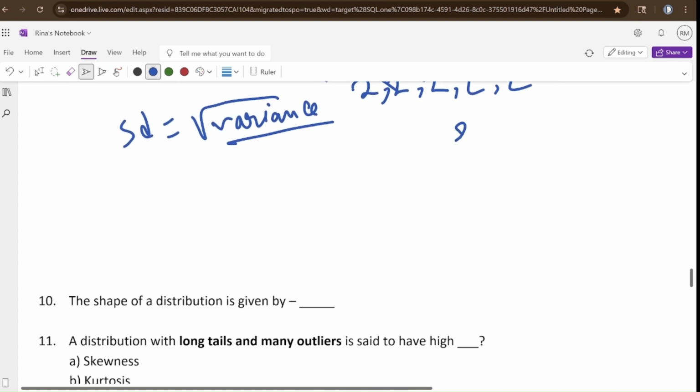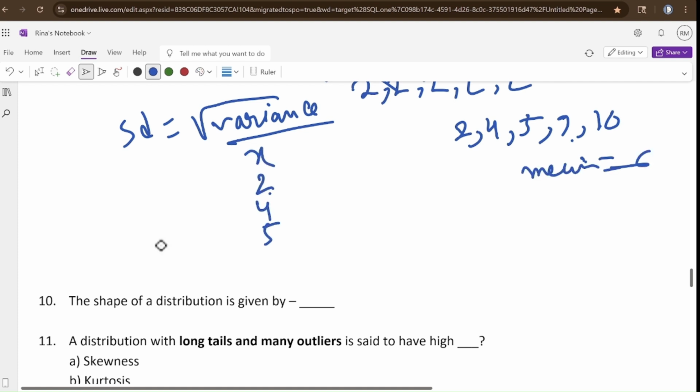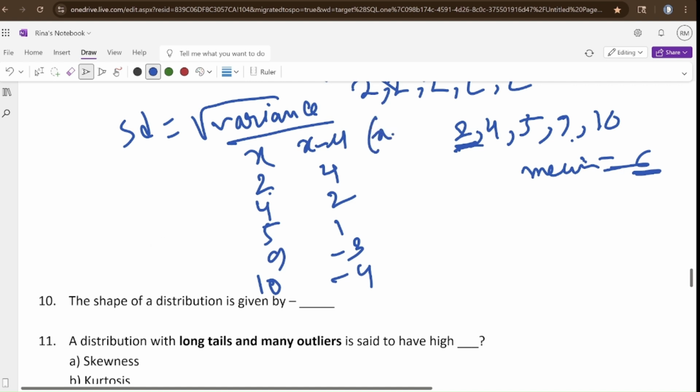See, if your data set has 2, 4, 5, 9, 10. What is the mean value? We just calculated this data set mean value. So we can write 2, 4, 5, 9, 10. Now mean value is 6. Then every data point is how far from the mean value. So you have to calculate x minus mu, that is 2 minus 6, minus 4, then minus 2, minus 1, 3, and 4. Now you have to calculate their square. So 16, 4, 1, 9, 16.